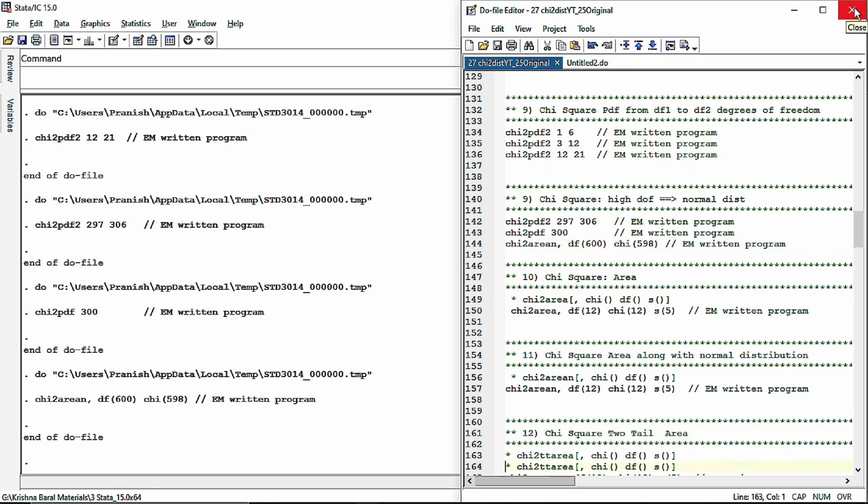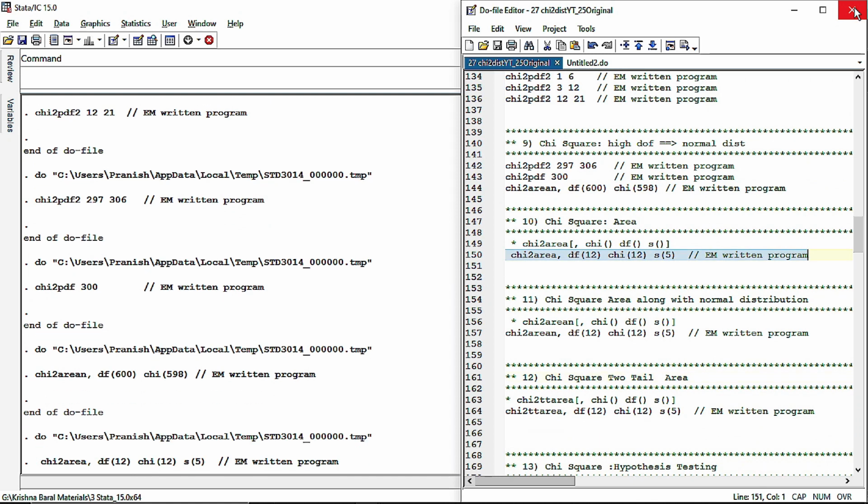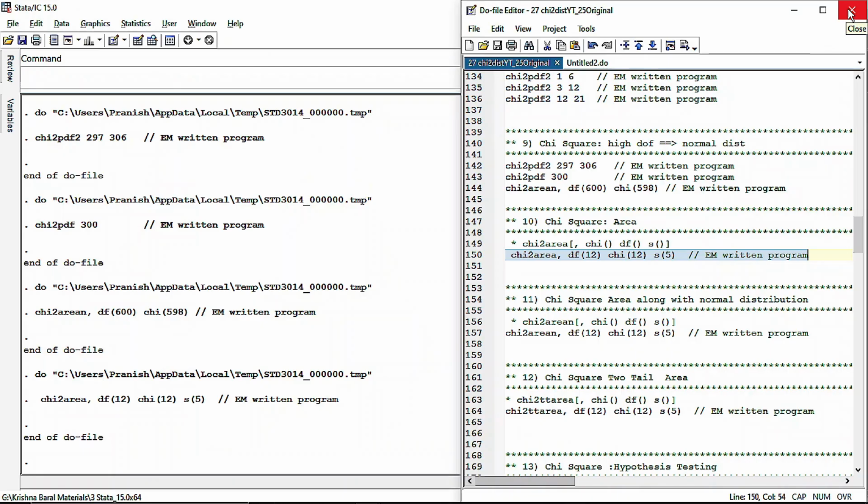Now let us see another program, the area graph of the chi-square distribution. This is useful for hypothesis testing, and the chi-square distribution is generally a right-tail test. So we see the p-value for the value of x being greater than 12. Our calculated chi-square is 12, so the area greater than it is 44.57%. In this case we fail to reject the null, and towards the right we have a 5% significance level, or alpha value of 5%, marked by this yellow color.